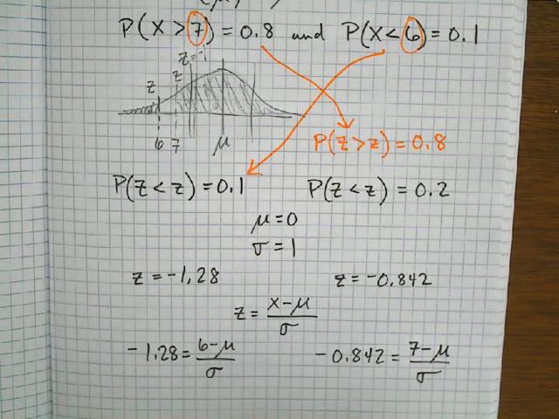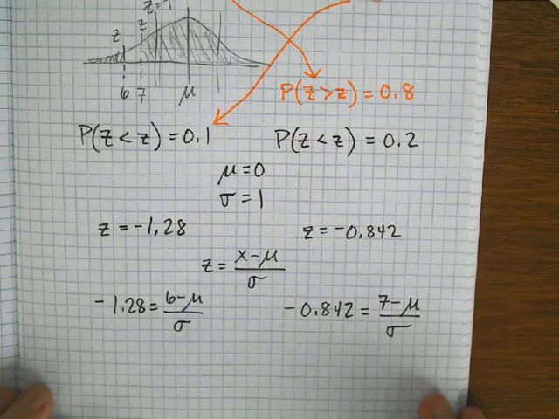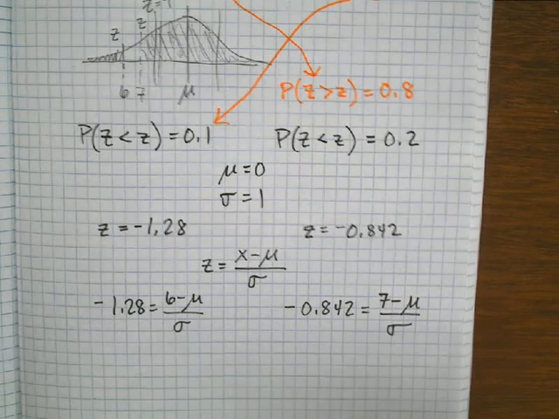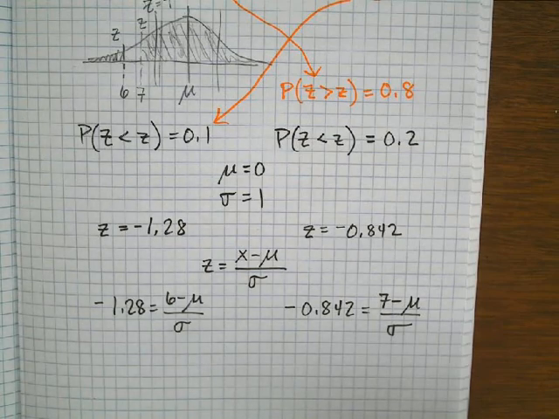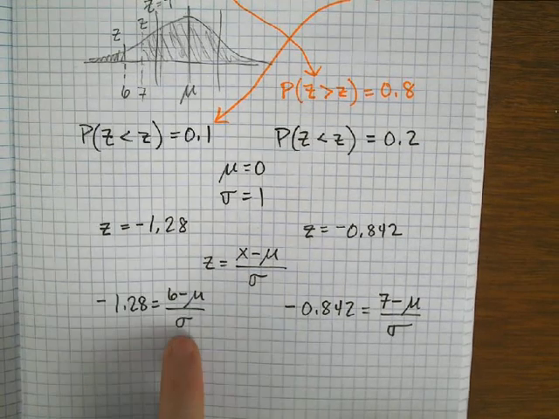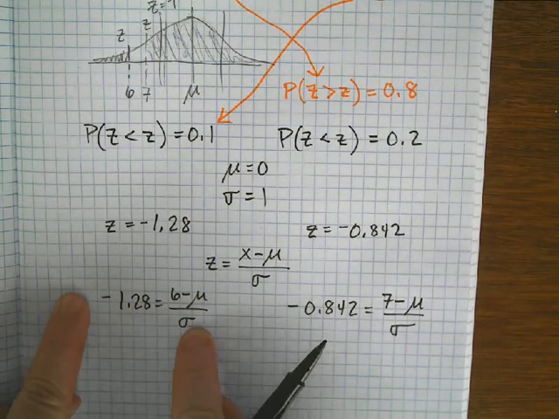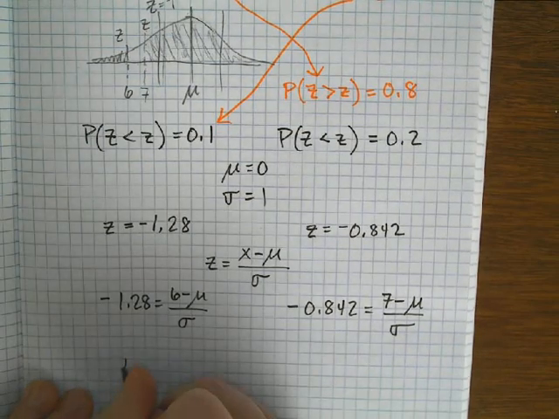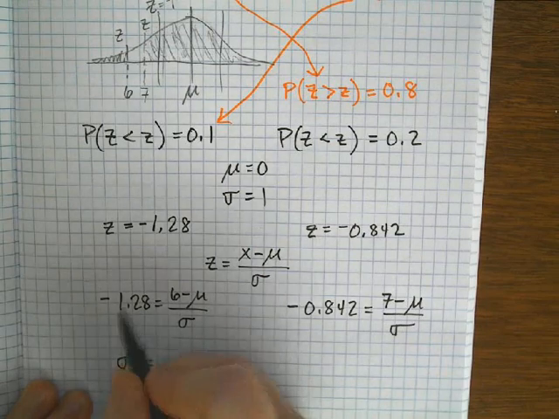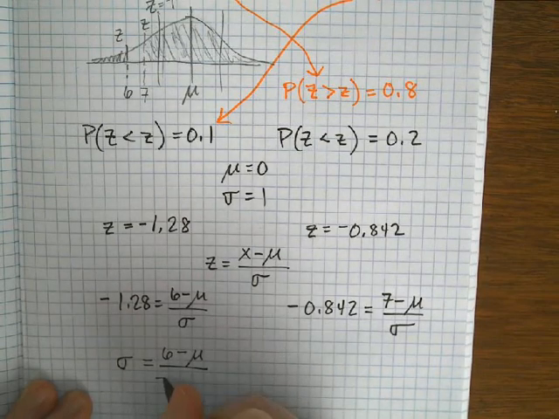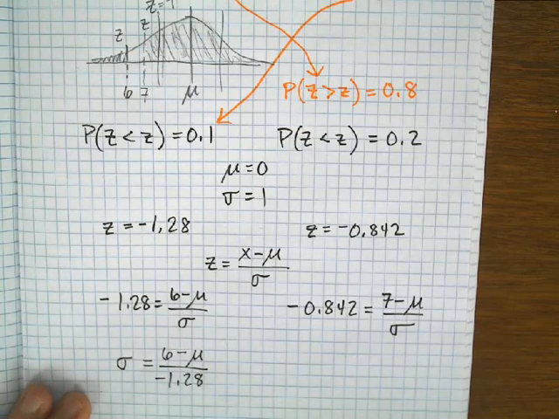So what we can do is find the intersection of 2 lines. I've got to rewrite these in a way so that I can put them into my graphing calculator. Or you could do it the long way and actually solve it using substitution. But I'm just going to rearrange these so that I can put them into my graphing calculator. I'm going to multiply both sides by the standard deviation, and then divide both sides by negative 1.28. These are just going to switch. I get standard deviation is equal to 6 minus the mean divided by negative 1.28. If you don't believe me, do it the long way, and it works.